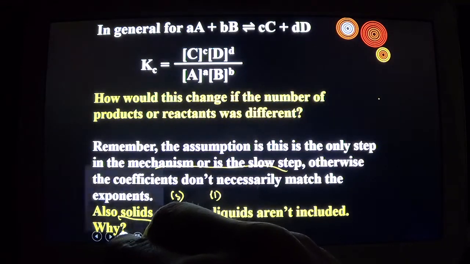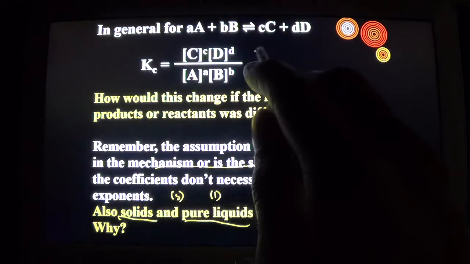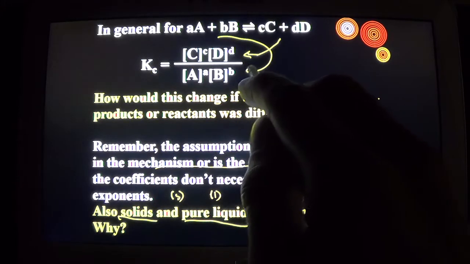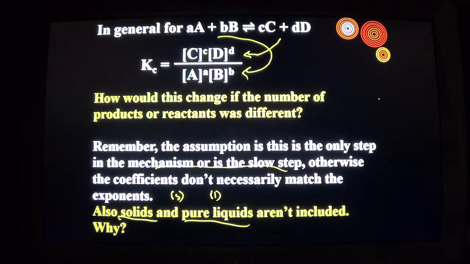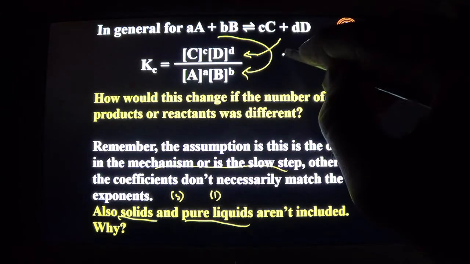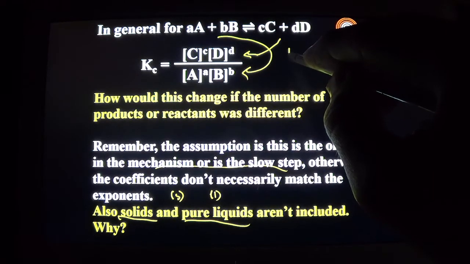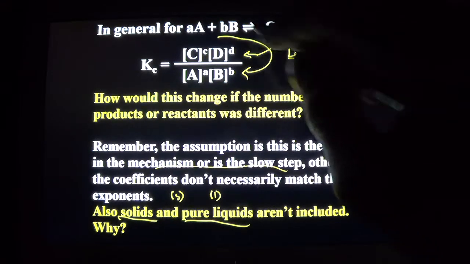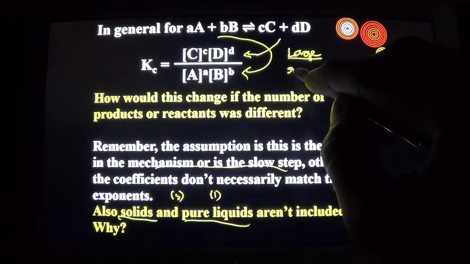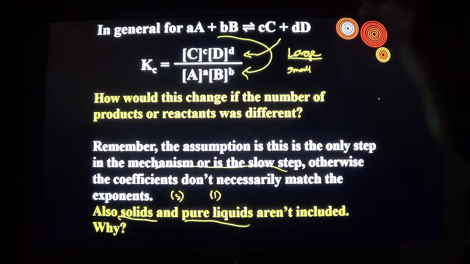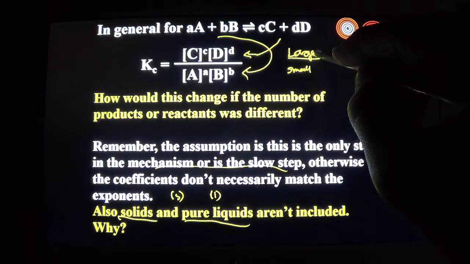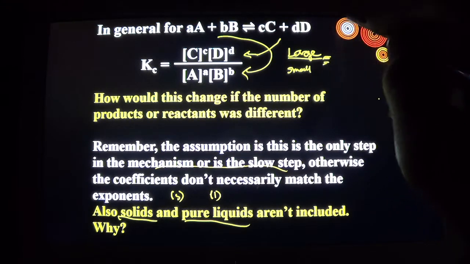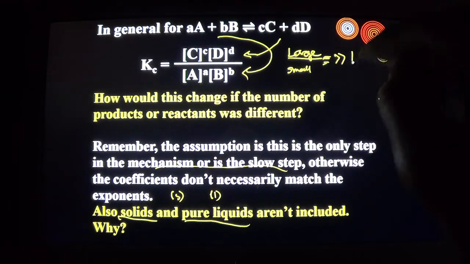Well, check it out. Kc is always products over reactants. If the reaction has occurred a lot, I should have a large amount of products. And if it's occurred a lot, I should have a very small amount of reactants left. A number that is large divided by small, that's going to be a number that is much, much greater than 1.